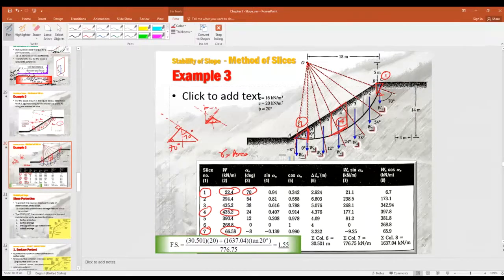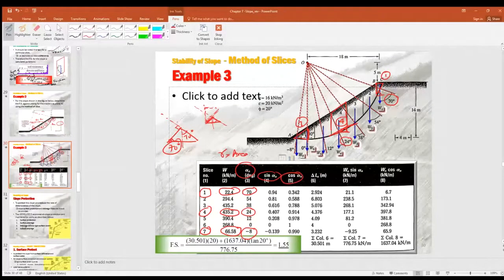So you just measure here, 70. That will give you this 70, okay? So that's 70. And also for the slice 4, here is 24 degrees. Okay, slice 4, 24. And here you got negative x for 7, right? So you got the alpha. So you know sine alpha, cosine alpha?